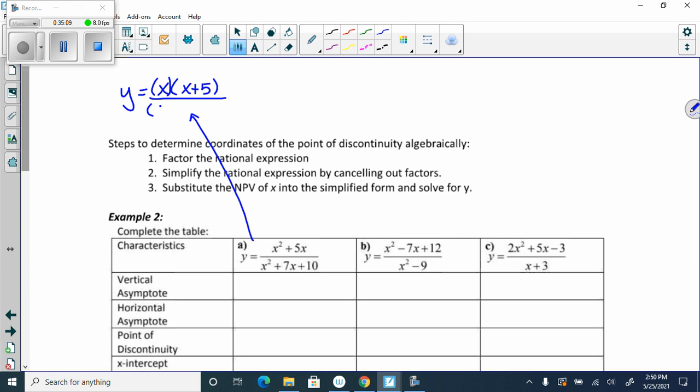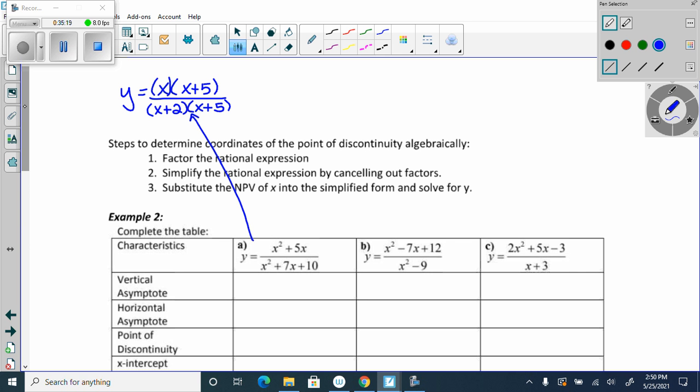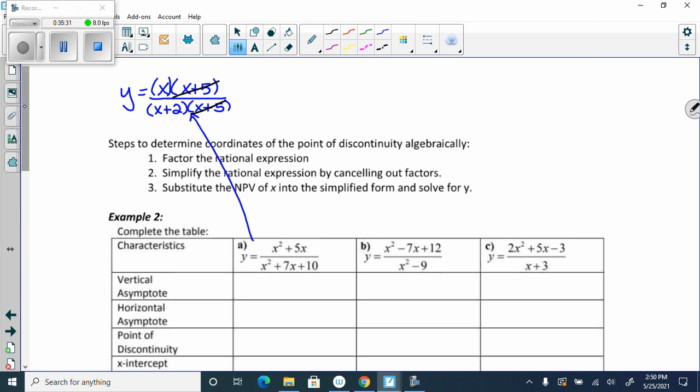X plus 2 and x plus 5. What's going to happen here? Yes, those x plus 5s are going to cancel. So I know I immediately have a point of discontinuity. Last time I solved this, though, in the last example, the whole numerator went away. Or the whole denominator, sorry, went away. Did it this time? No. So the graph I'm actually left with for this one is y equals x over x plus 2. So that's the graph I'm going to draw.